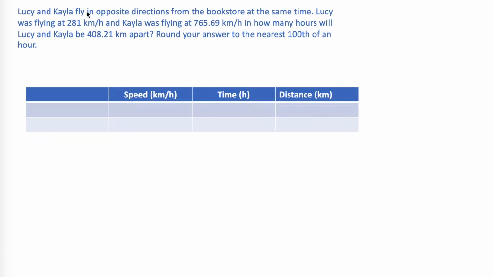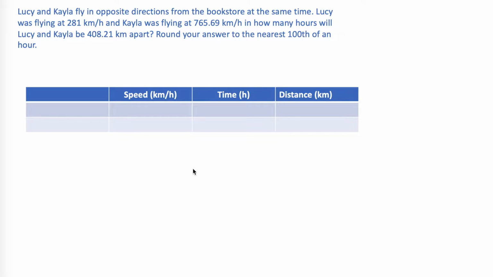Lucy and Kayla fly in opposite directions from the bookstore at the same time. Lucy was flying at 281 kilometers per hour and Kayla was flying at 765.69 kilometers per hour. In how many hours will Lucy and Kayla be 408.21 kilometers apart? Round your answer to the nearest hundredth of an hour.